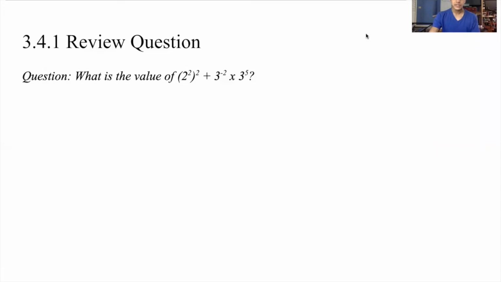So the correct answer to this question was 43. So let's start and look at the question. So we have 2 to the power of 2 to the power of 2 plus 3 to the power of negative 2 times 3 to the power of 5.